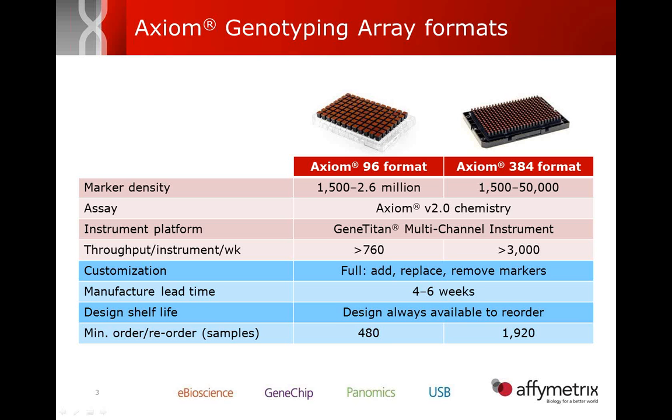This can be done on our catalog arrays, or you can customize arrays to have specific content to your research interests. Of course, you can take one of our catalog arrays and modify it by replacing, removing, or adding markers. The manufacturing lead time is pretty short, 4 to 6 weeks. Our designs never expire, so you never have to worry about a bead pool expiring. You can always reorder the arrays anytime. It's sort of like printing books on a printing press. We can make your arrays for you at any time.